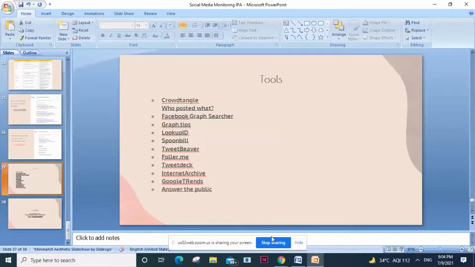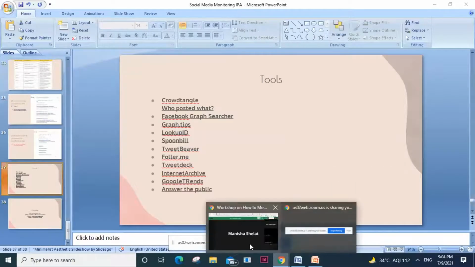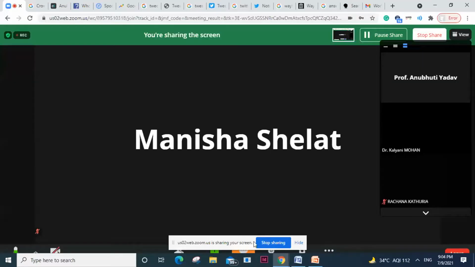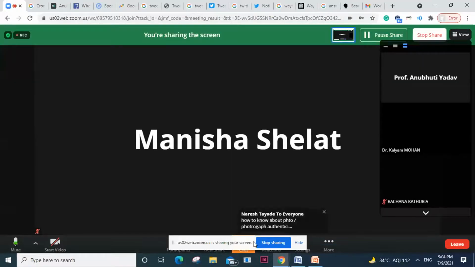So this is all from my side. Now I just need to know how much time I have, because if you allow, I'll quickly take you through all these tools because all the tabs are open. I just want to show you how these tools actually look.